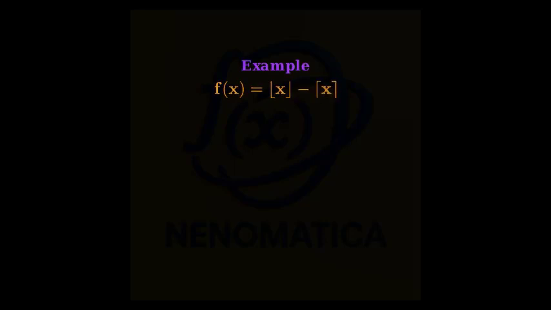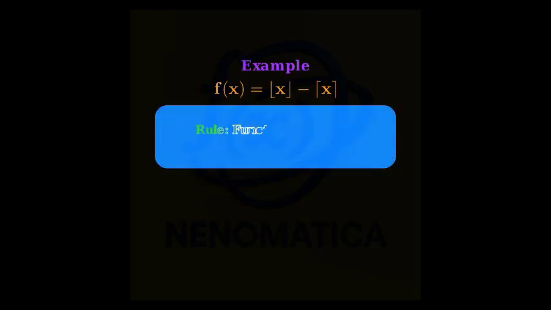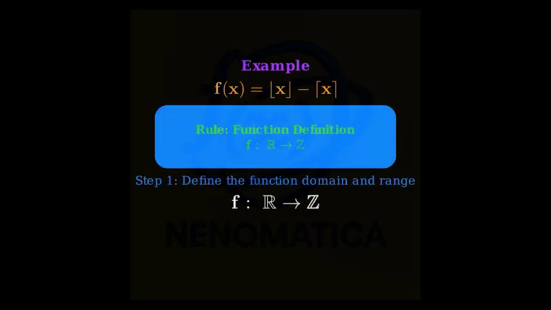Welcome! In this example, we will analyze and graph the function f of x equals floor of x minus ceiling of x. We'll build intuition step by step, and then draw the graph clearly. Step 1. Define the function's domain and range. The function maps real numbers to integers, and it is given by f of x equals floor of x minus ceiling of x.